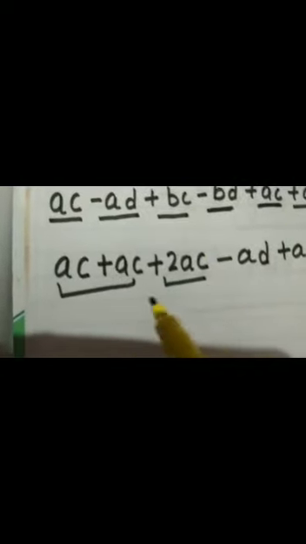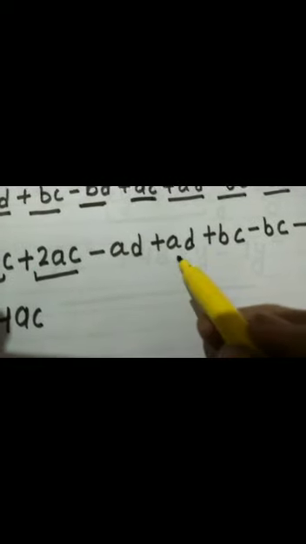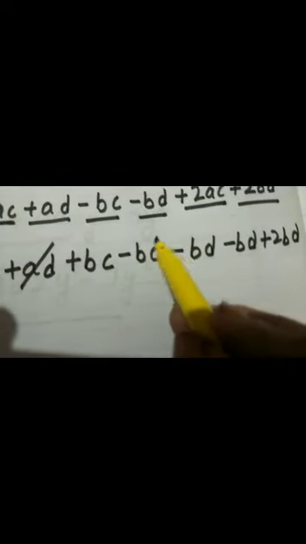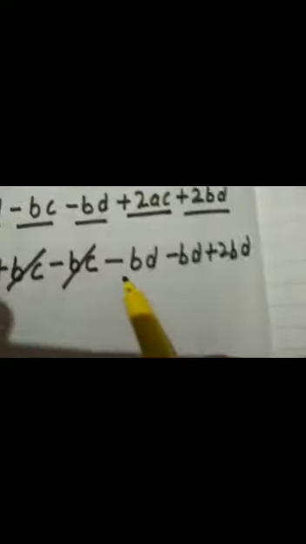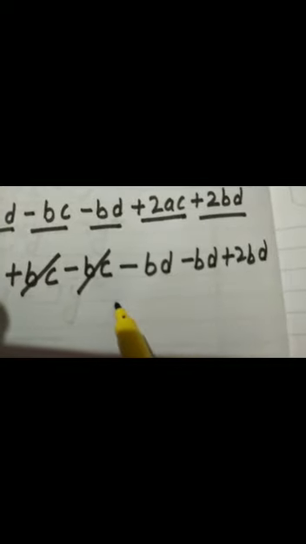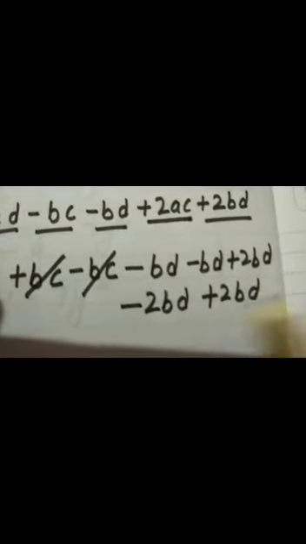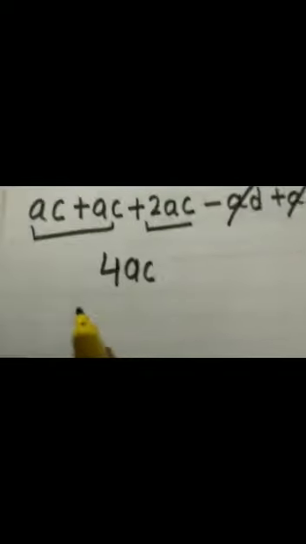Now these two are positive, this one also positive. So the first three terms, that are AC, 1, 2, 3, 4, 4AC. Minus AD plus AD, these two will cancel. Plus BC minus BC, these two also will cancel. Minus BD minus BD plus 2BD. So this will be minus 2BD plus 2BD. Again these two will cancel. So the answer of this question is 4AC. So you can complete exercise 9.4.